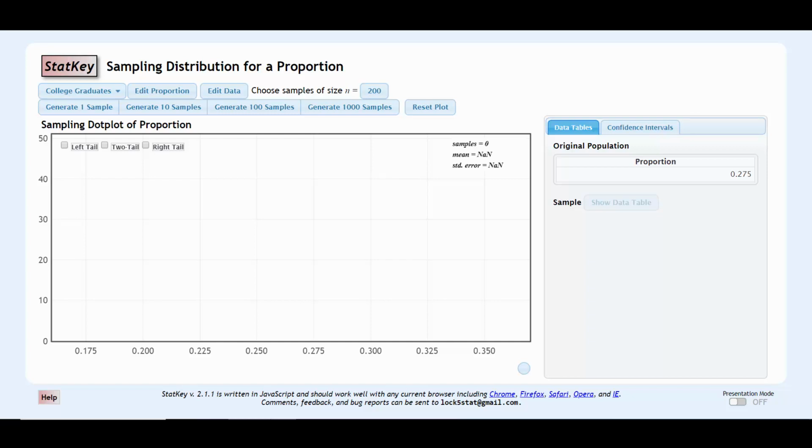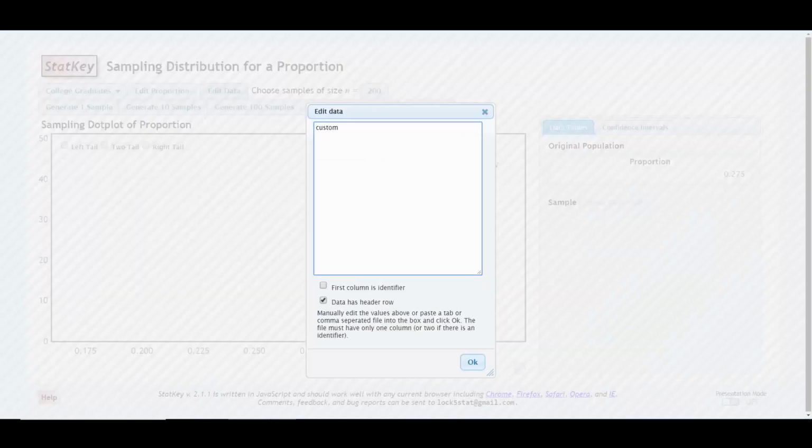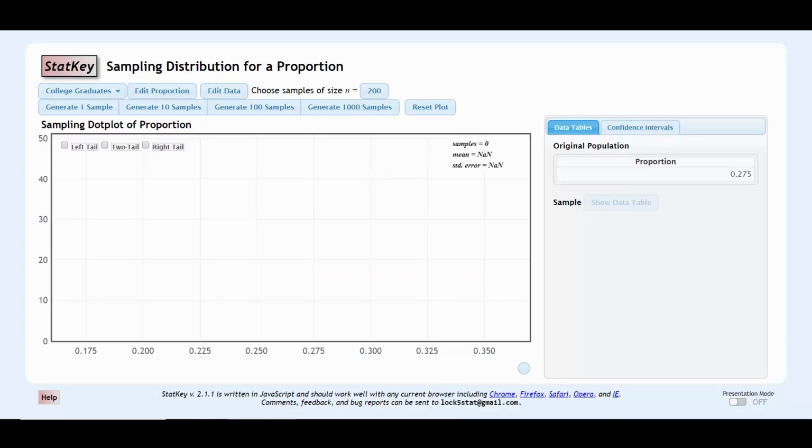So we're not dealing with a mean. We're not taking an average. We're looking at a proportion: what percentage of people meet some requirement or have some characteristic. So it's a binomial situation. It's a yes or no question. Are you a college graduate? Yes or no. There's only two outcomes there. That's what we're dealing with. So this is a little bit different than the mean. If you were to click on edit data here, you're not going to see anything because it would just be an assortment of yeses and nos.